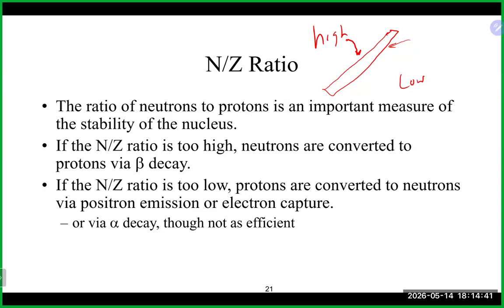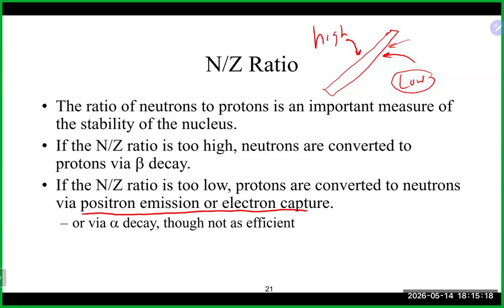Now, if you end up with a ratio that is too low, you're kind of on this side of the valley of stability. What will happen is the protons will be converted to neutrons, and that will basically bring the ratio back up. And there's actually two ways that you could do that. You could either do a positron emission or an electron capture. And you could also do an alpha decay, but it's not as efficient. So for us, we will stick to these two, but technically you could still do an alpha decay.